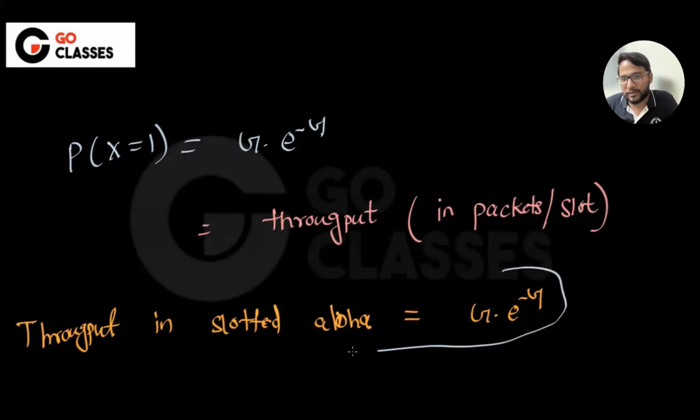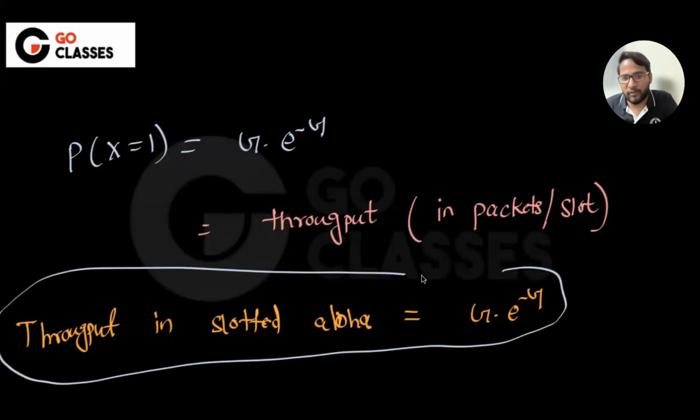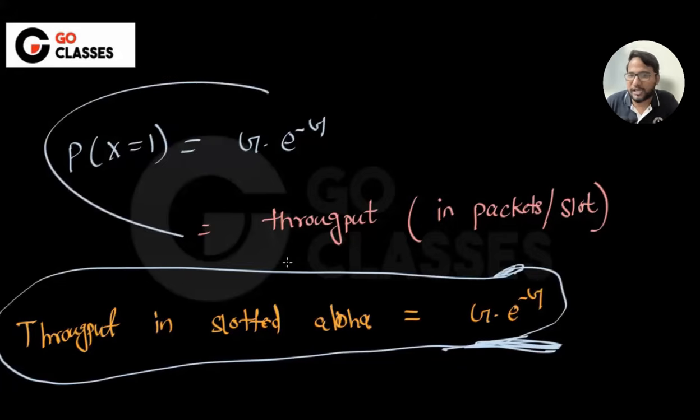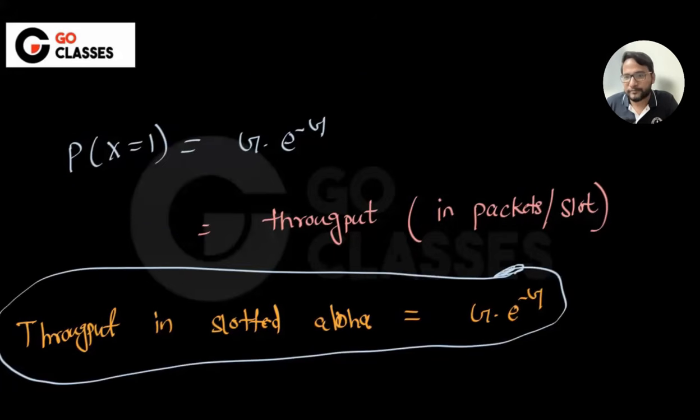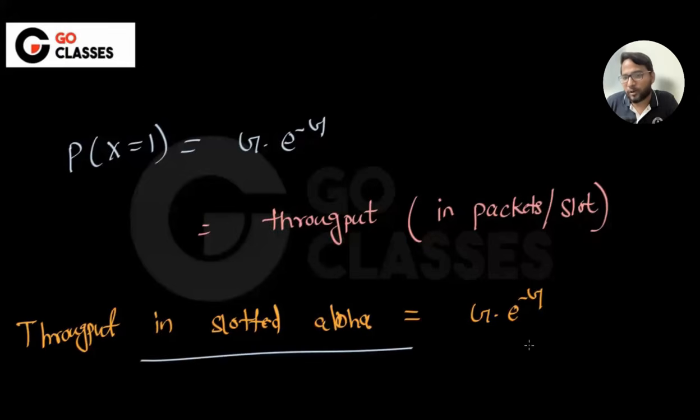Has anyone studied this topic from anywhere else before? They will just say the throughput of slotted Aloha is this much, and they will not even tell the unit. That's very interesting. Anyway, forget about this relation. So throughput in slotted Aloha is this if we are measuring the throughput in packets per slot.